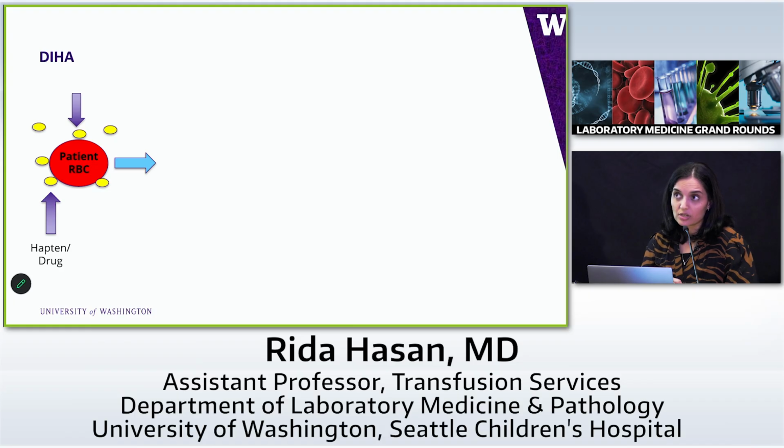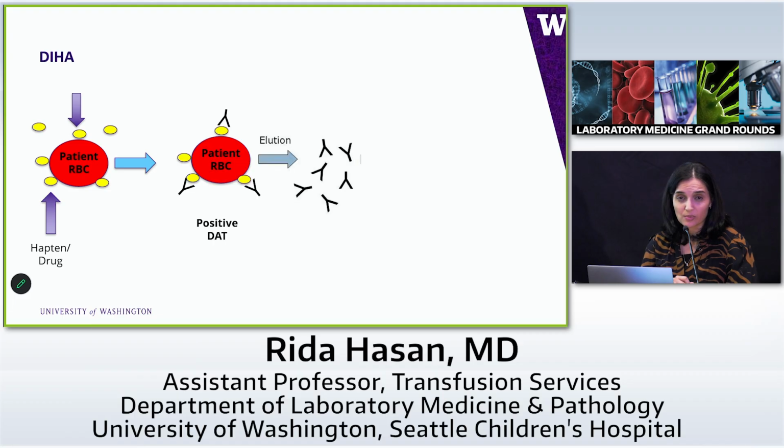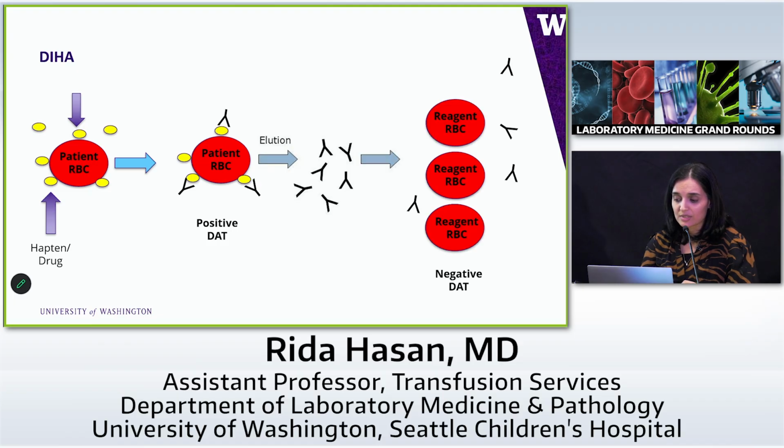So what's happening in drug-induced hemolytic anemia is that the antibody is not specifically against your patient's red cells. It's actually when the drug or the hapten is bound to the red cells. So that's what the antibody is against. So when I elute this off and I get the antibodies by themselves and I'm testing it against a panel of standard reagent red cells, I'm not gonna get a reaction because the hapten's not there.